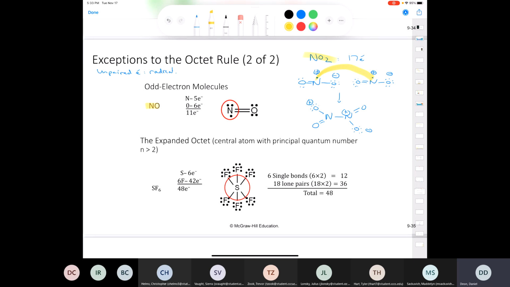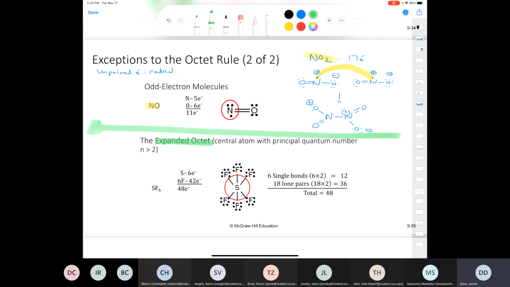The next one is the expanded octet. Now, this is the one we're going to see the most. This is the granddaddy of them all, the expanded octet. And that happens when we have a central atom with a principal quantum number greater than 2. What does that mean? It means the elements from the third period and beyond.